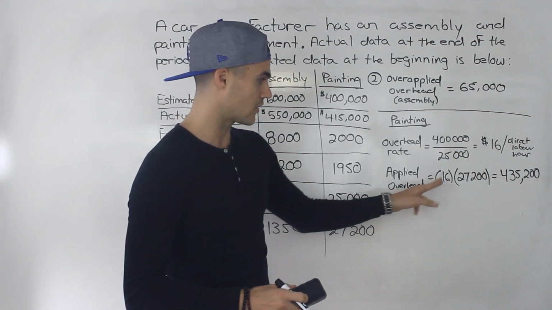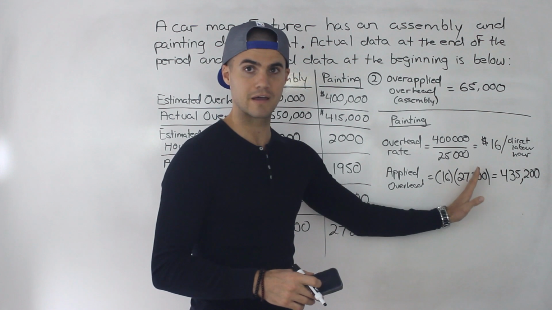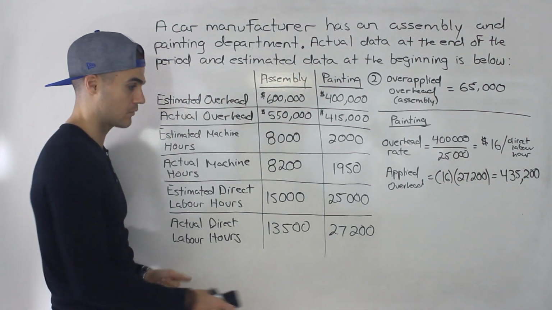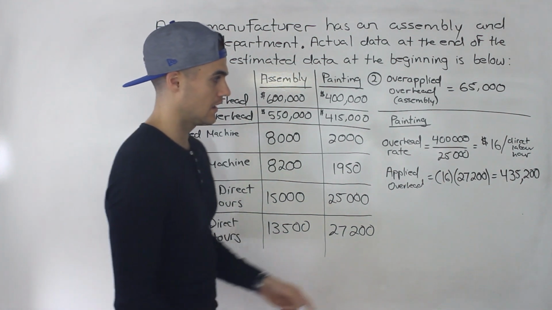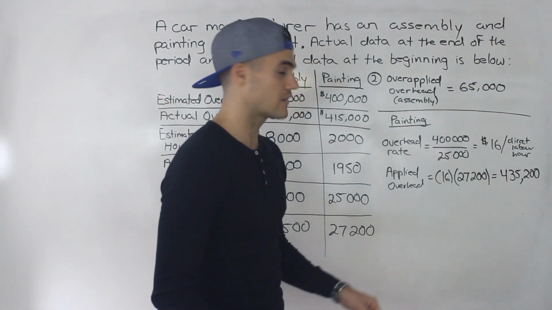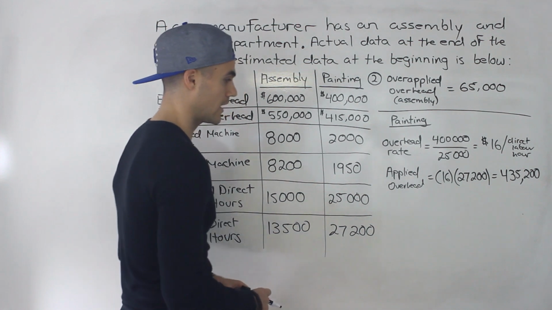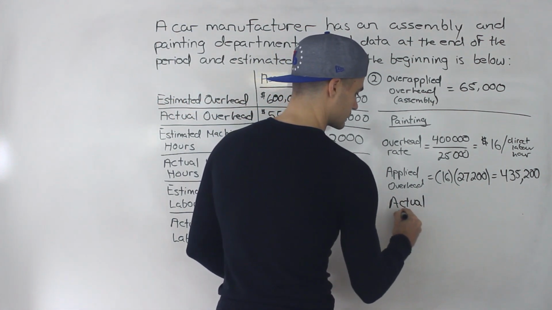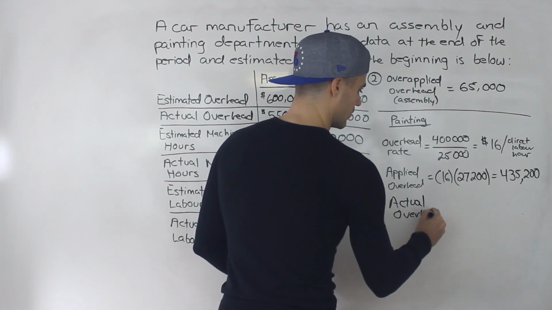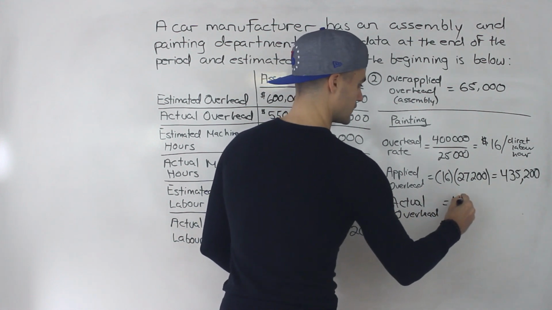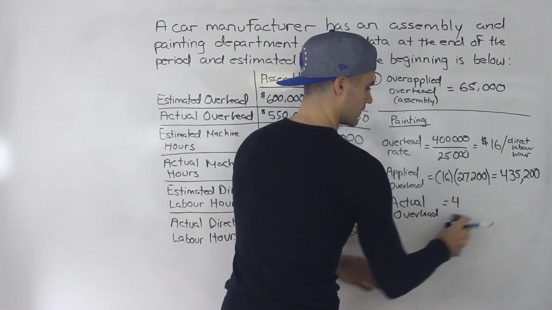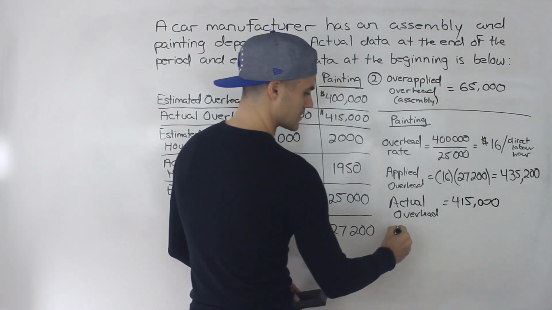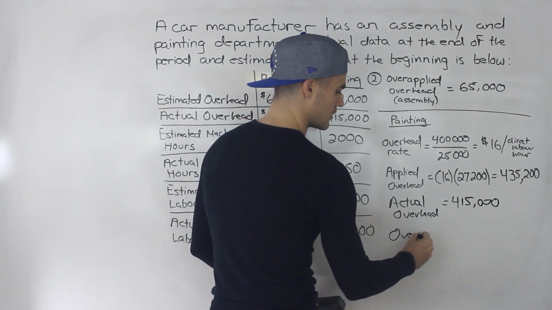And then we apply the overhead by taking the rate, multiplying it by the actual amount of the cost driver, the actual direct labor hours in the painting department. When you do that, you get 435,200, right? So that's the applied overhead. What's the actual? Well, it's given as 415,000. And so again, what happened is we over applied the overhead.